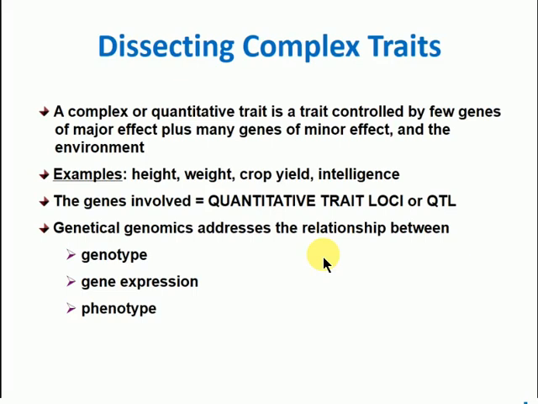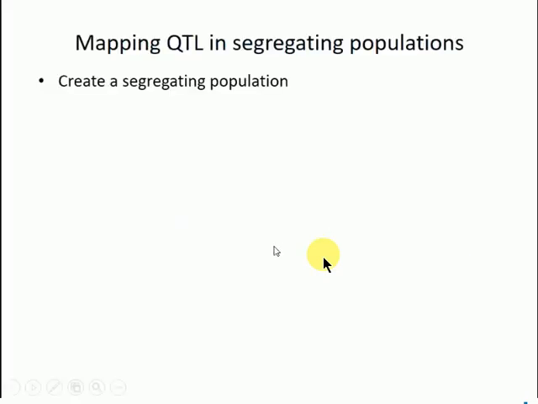How to build, for example, the relationship between the sequence variation of the individuals and the phenotype? That is kind of the way. What we can do is called mapping QTL in a segregating population. I give you the simplest example about how to bridge genotype and the phenotypic variation of complex traits or quantitative traits.